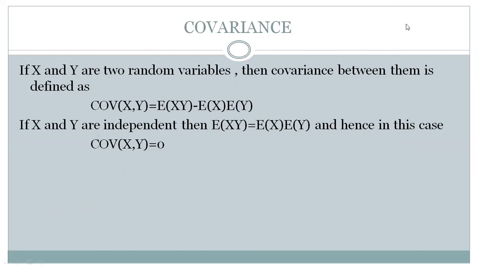If capital X and capital Y are independent. Here independent means x and y are 2 different attributes. X is not dependent on y and y is not dependent on x. In that situation, expectation of xy is equal to expectation of x into expectation of y. And in this case, covariance of x comma y is equal to 0.